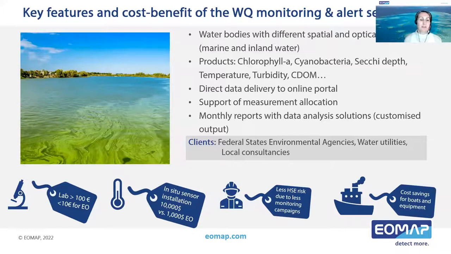And I'd like to mention that in terms of analytics and also of the sensor installation, we can state that Earth observation is on average 10 times cheaper, more cost effective than the traditional means. Furthermore, the health, security, and environmental risk is reduced due to fewer monitoring campaigns, obviously. And also the costs for boats and other equipment can be significantly reduced because you can reduce the number of times and of the surveys.